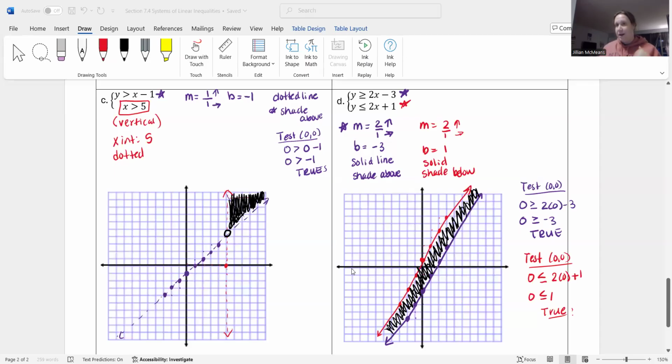Again, I can't say it enough. I don't want you overusing Desmos. No cheating, okay? Desmos is really just there to verify our results, okay?